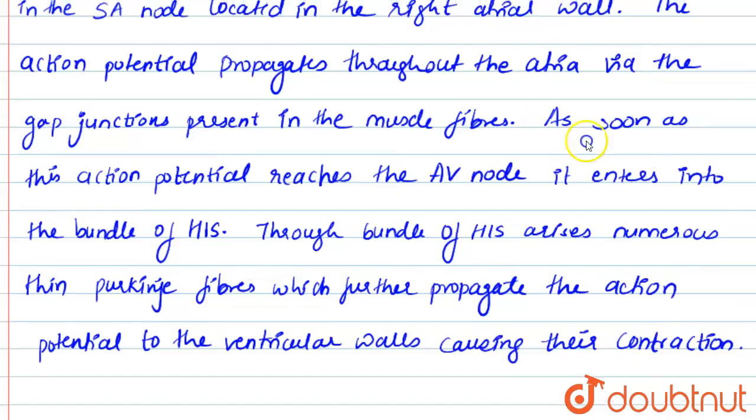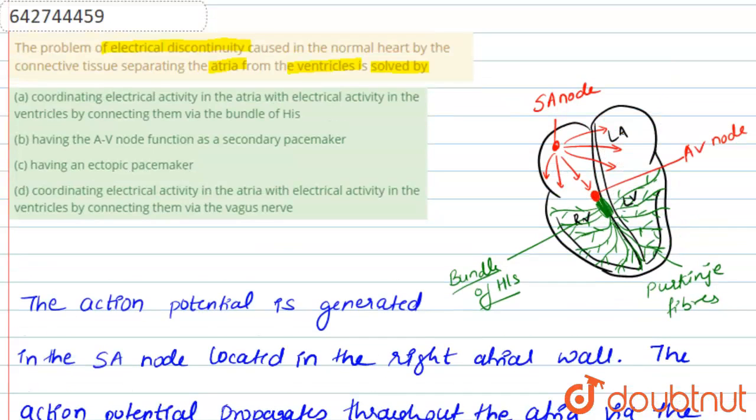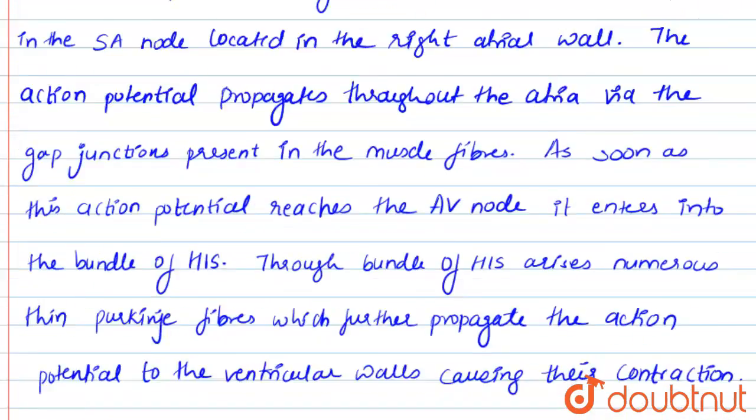So the question over here was: the problem of electrical discontinuity in the normal heart by the connective tissue separating the atria from the ventricles can be solved by. The correct answer is option A, coordinating the electrical activity in the atria with the electrical activity in the ventricles by connecting them via the bundle of His. Because of the bundle of His, the electrical discontinuity can be managed and removed by coordinating the activities of the atria and ventricles. So here the correct answer is option A.